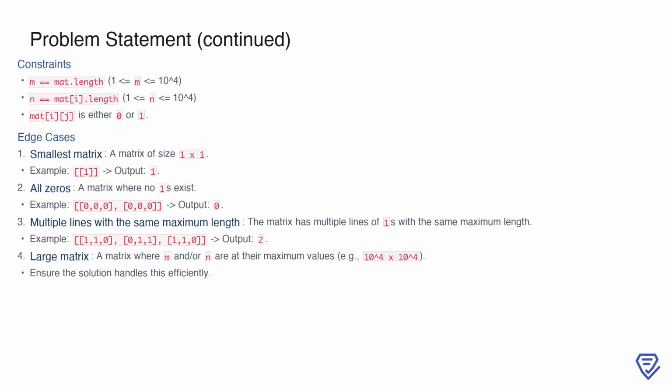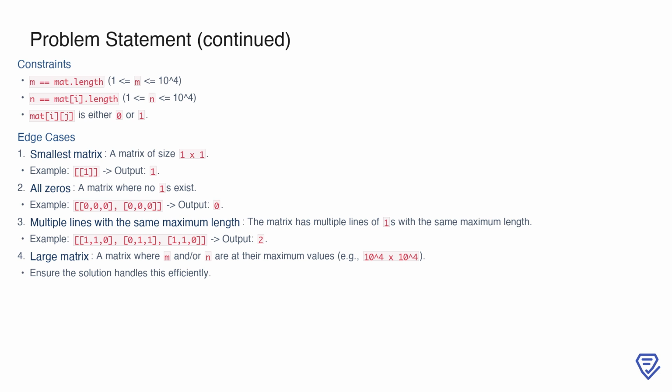To complete the problem statement, let's consider the constraints and edge cases. The matrix dimensions, m and n, can range from 1 to 10,000, meaning the solution must handle very large inputs efficiently. Each element in the matrix is guaranteed to be either 0 or 1.